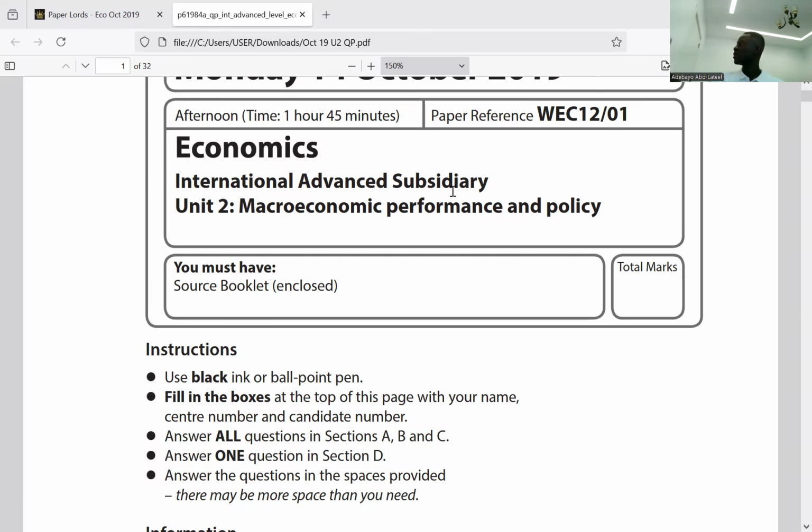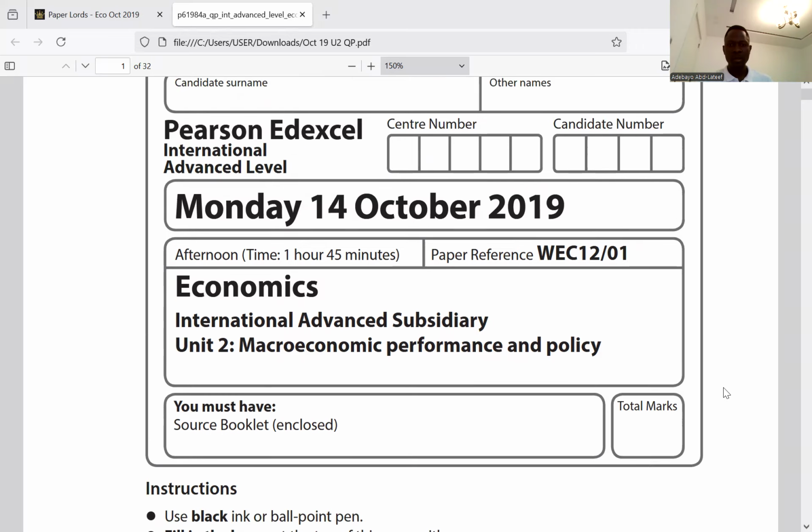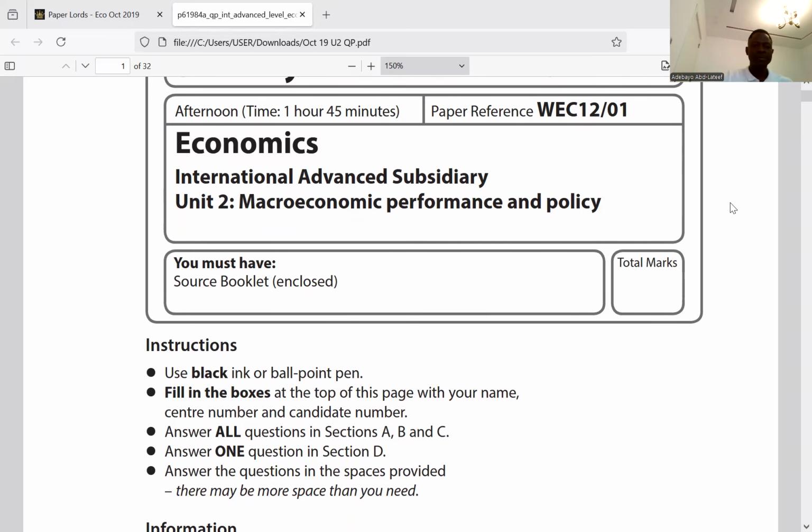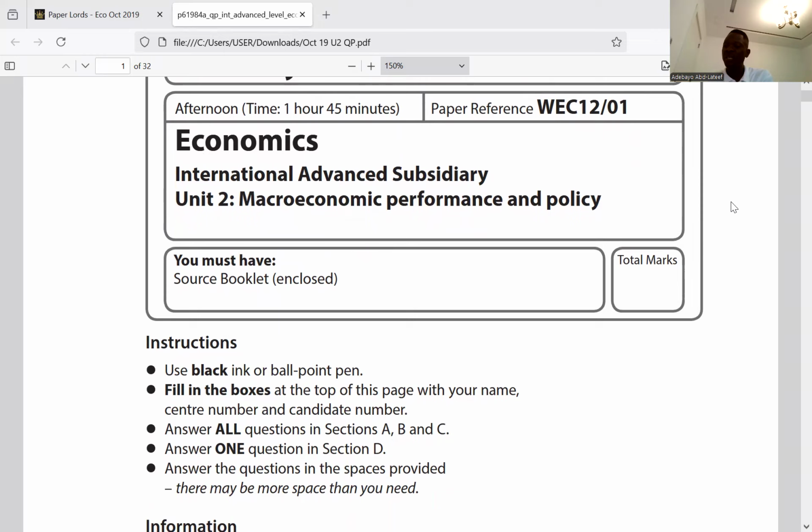We have economics, paper 2. Paper 1 is done. So we're going to paper 2. Question 1, October 2019. The first question says, the short-run Phillips curve illustrates a possible trade-off between what? It said it's inflation and unemployment.